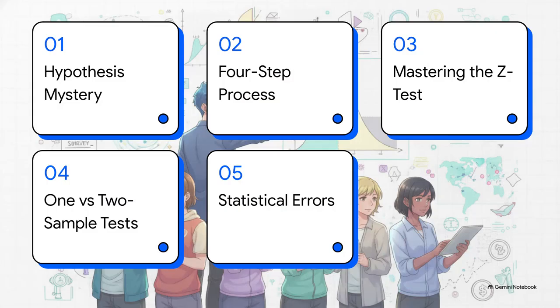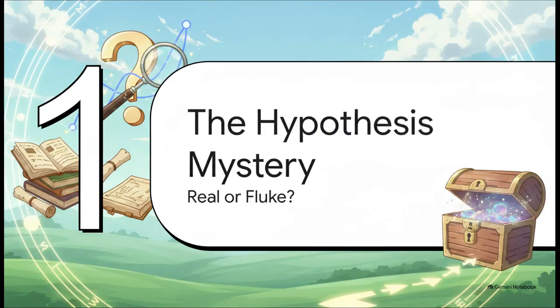Here is the roadmap for our statistical journey today. First, the hypothesis testing mystery. Second, the four-step process. Third, mastering the z-test. Fourth, 1 versus 2 sample tests. And finally, avoiding statistical errors. Let's dive right into Section 1, the hypothesis testing mystery.